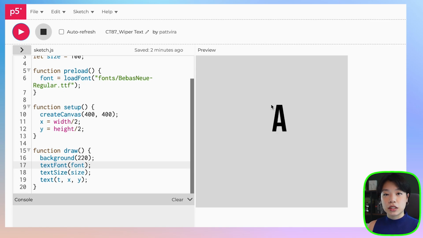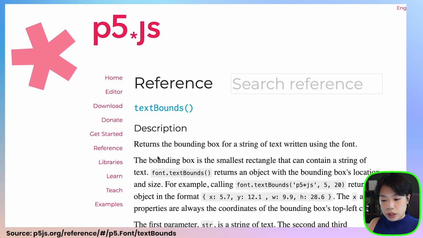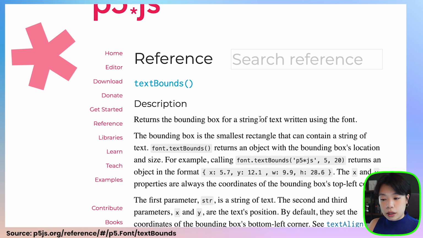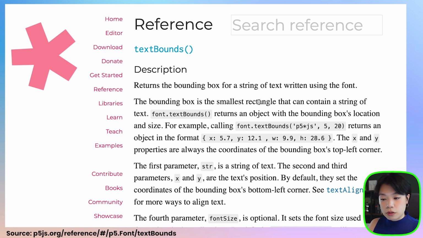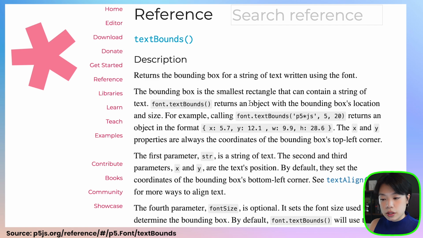Perfect. And as I mentioned earlier, this piece of text is drawn based on the bottom left corner of where the text starts. But what if we want to control it by the top left corner of where the text starts? We can do that using a function called textBounds. So let's quickly look at the reference page. So textBounds is a function that returns the bounding box for a string of text written using the font. The bounding box is the smallest rectangle that can contain a string of text. Font.textBounds returns an object with the bounding box's location and size.